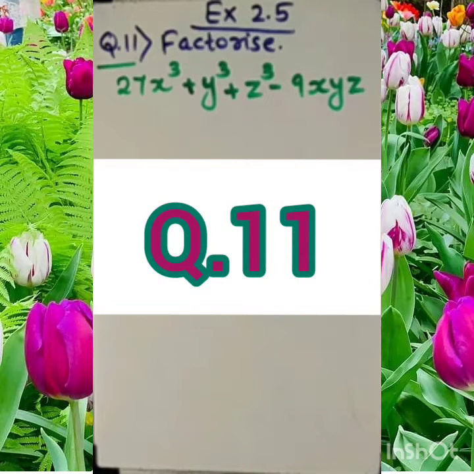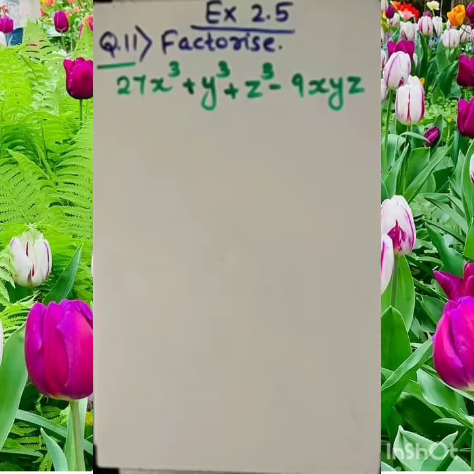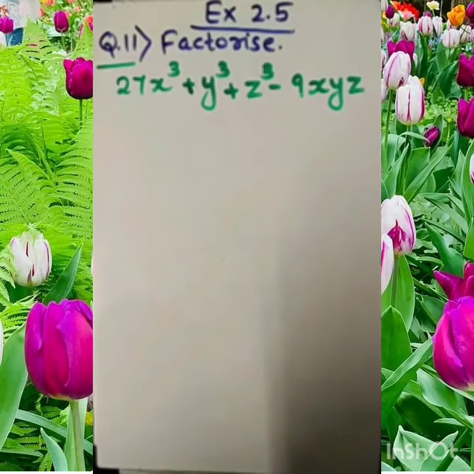So, my dear student, here exercise 2.5, question number 11. From there, we are starting. The question is factorize 27x cube plus y cube plus z cube minus 9xyz. Fine. So, dear student, how to do this?